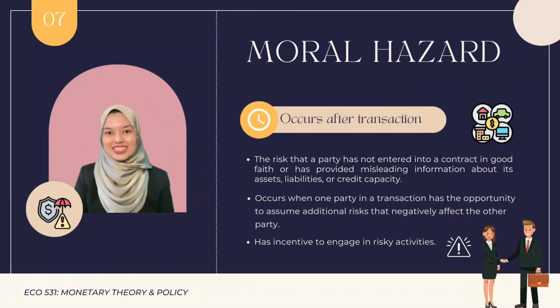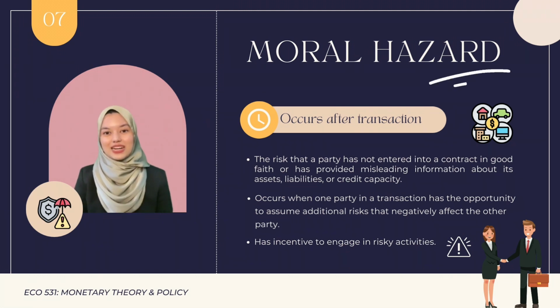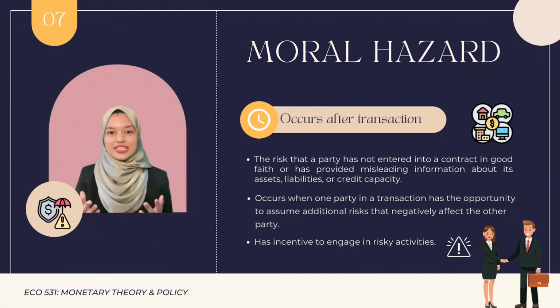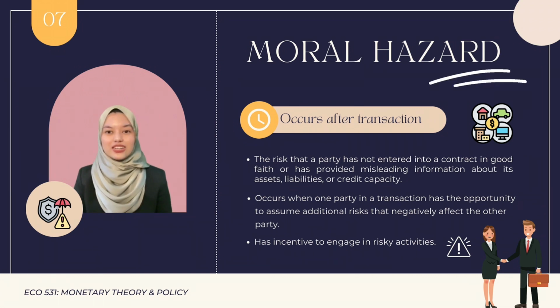Next is moral hazard. Moral hazard is the problem created by asymmetric information after the transaction occurs. It is the risk that a party to a transaction has not entered into the contract in good faith, has provided misleading information about its assets, liabilities, or credit capacity, or has incentive to take unusual risks in a desperate attempt to earn a profit before the contract settles.